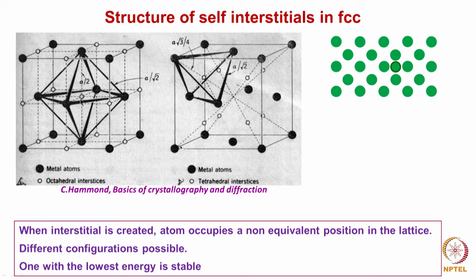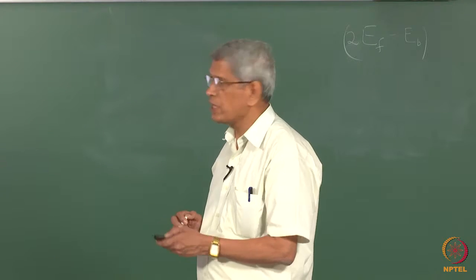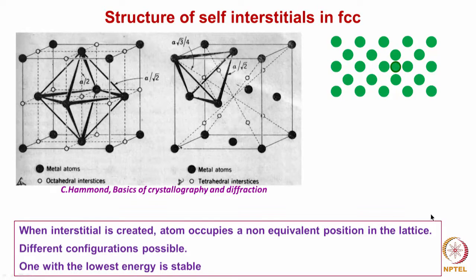Especially if you look at the gap in the center of the lattice, or tetrahedral sites, which correspond to, if you divide each of these cubes into 8 smaller cubes, the center of each smaller cube will be a tetrahedral site. There also an interstitial atom can occupy that position.